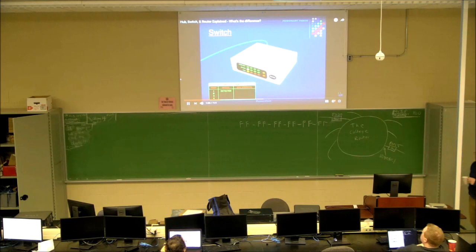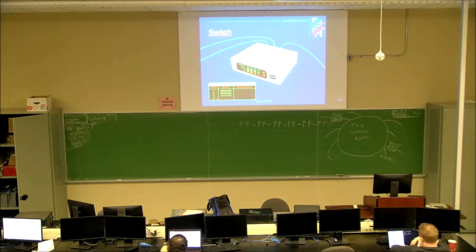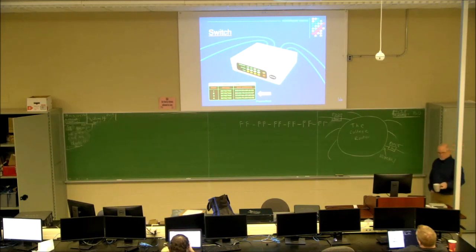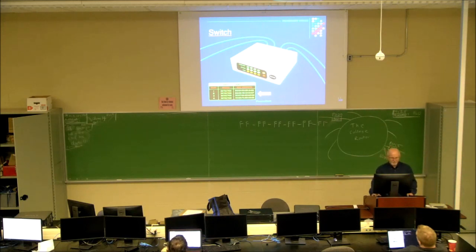Now, a switch is very similar to a hub. It's also a device that has multiple ports that accepts Ethernet connections from network devices. But unlike a hub, a switch is intelligent. A switch can actually learn the physical addresses of the devices that are connected to it, and it stores these physical addresses, called MAC addresses, in its table.